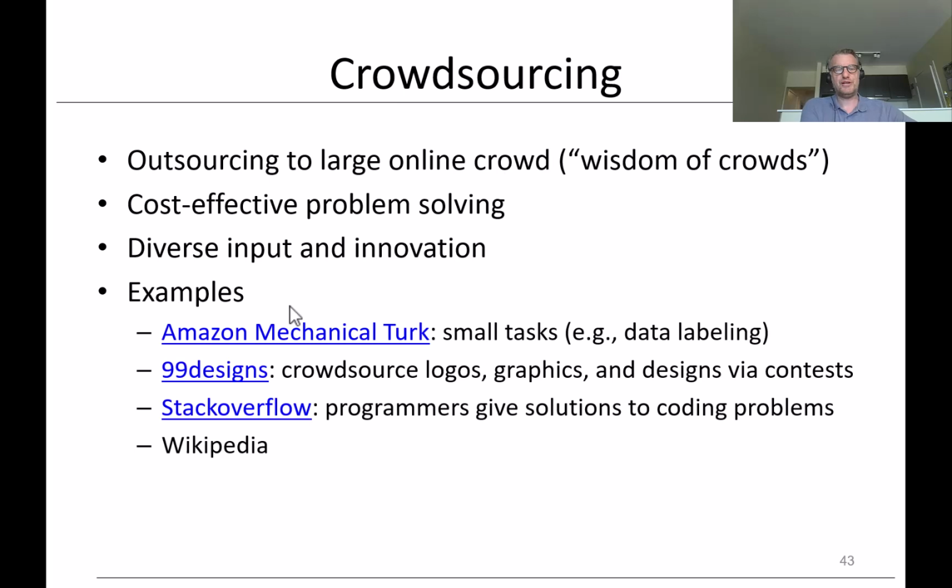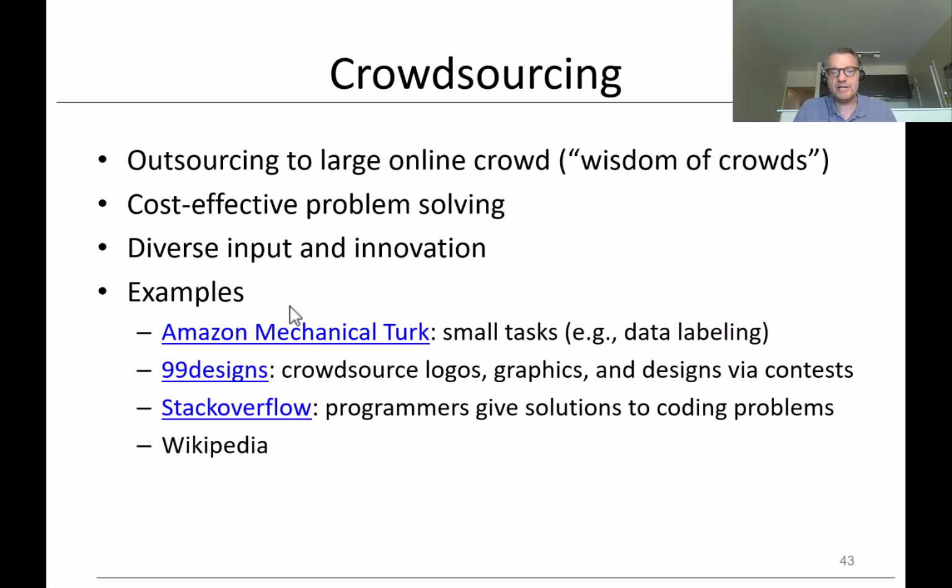Then we have crowdsourcing. Crowdsourcing is the idea to source resources from a crowd, from a big bunch of people. So we're going to outsource to a large online crowd. We're going to rely on the wisdom of crowds, the wisdom of lots of people collaborating to help us perform a certain type of activity or solve a certain type of problem in a cost-effective way.